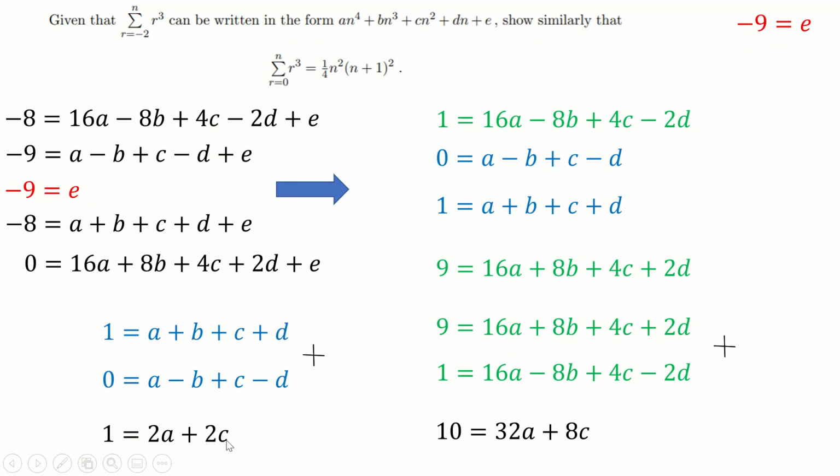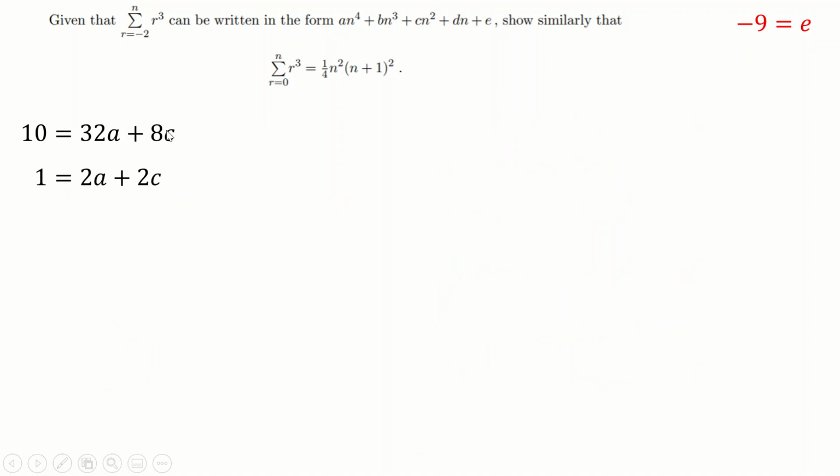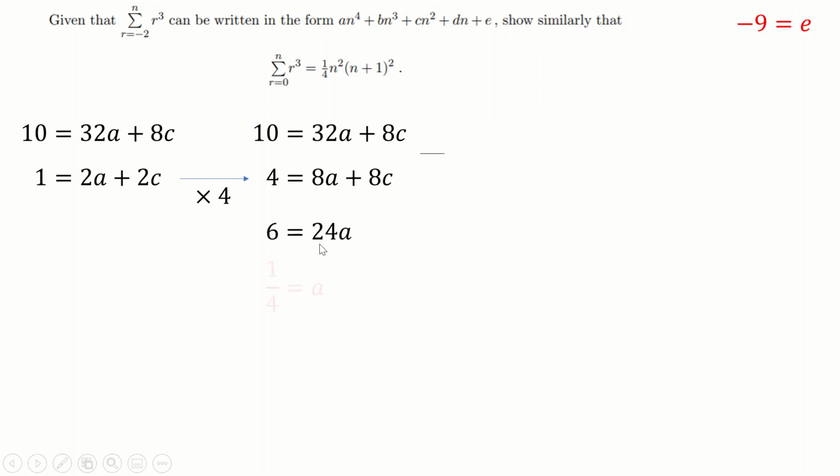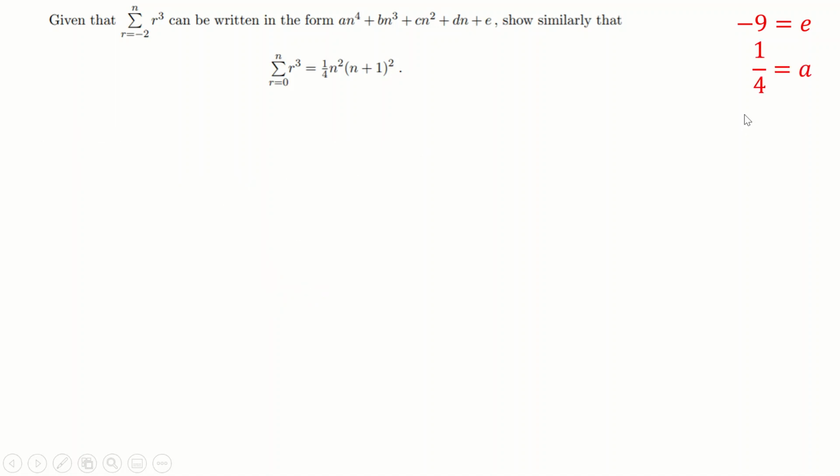This is just a simultaneous equation in a and c, isn't it? So I can solve that. I can times this one by 4, I think, to match the c's. Take away. 24a equals 6. Divide by 24, a is a quarter. So I've found my second variable. I've got 5 to do. There's the second one. a is a quarter.